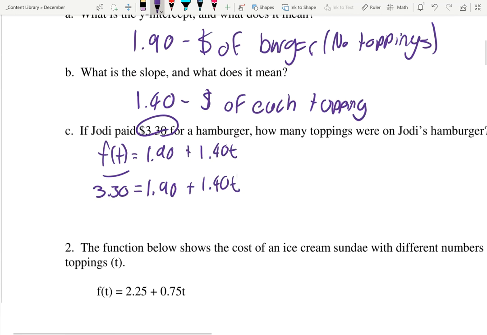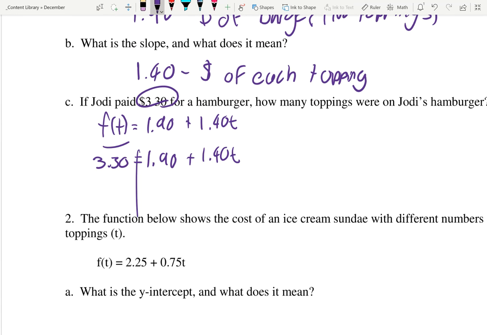Simple algebraic equation. So we would start by subtracting 1.90, right? To kind of cancel it out. We get 1.40 equals 1.40t. What this is doing in the context of our problem is it's saying, okay, look, I've paid $3.30 for the burger, right? Of that $3.30, $1.90 was for the burger itself, right? So if we subtract that and figure out the difference, that is how much extra we paid in toppings.